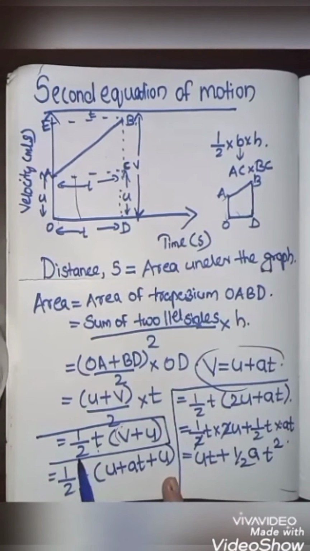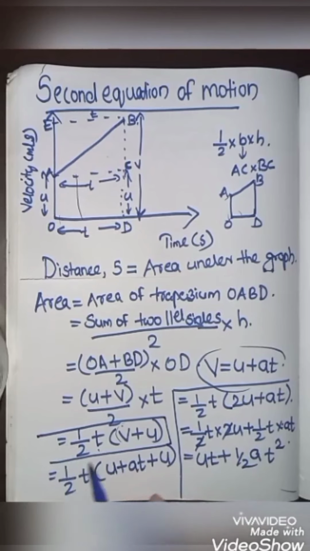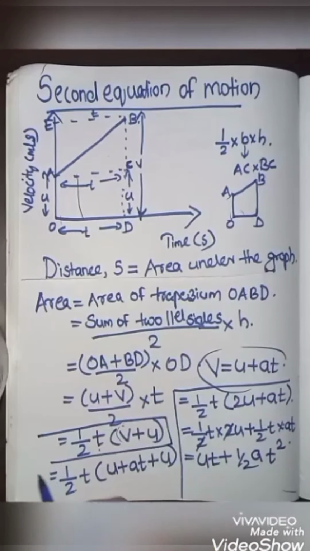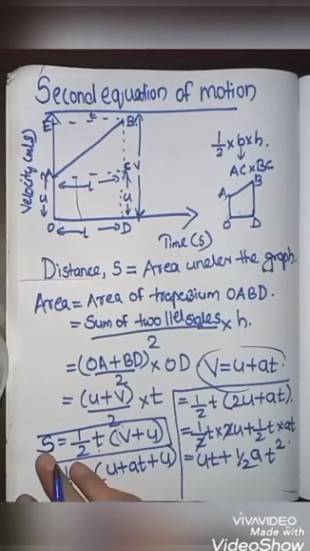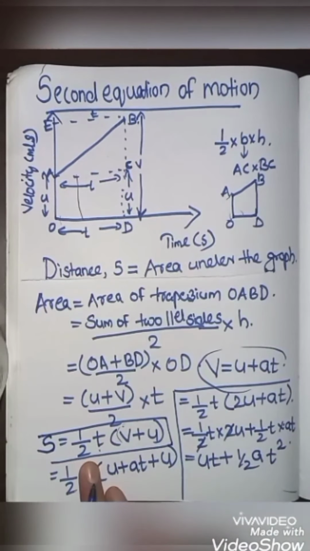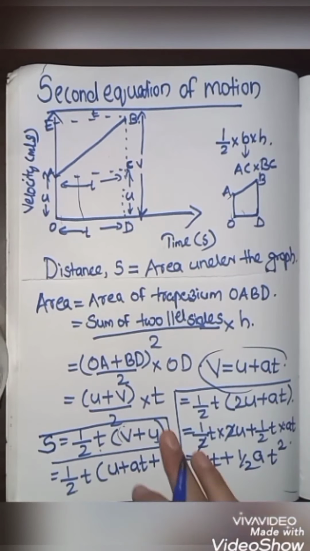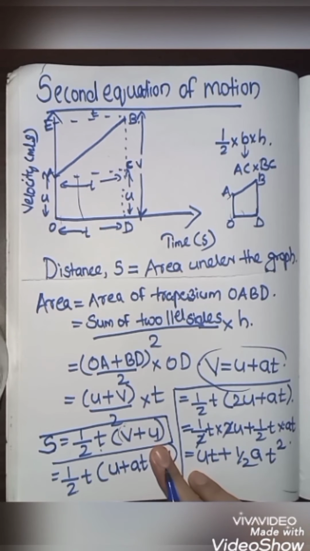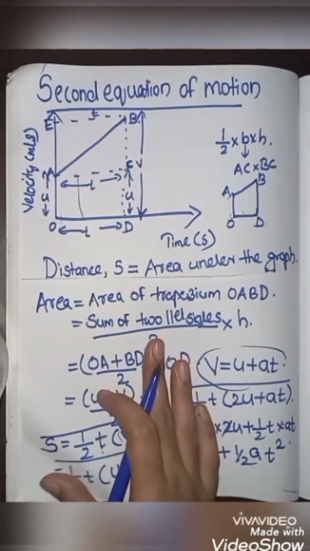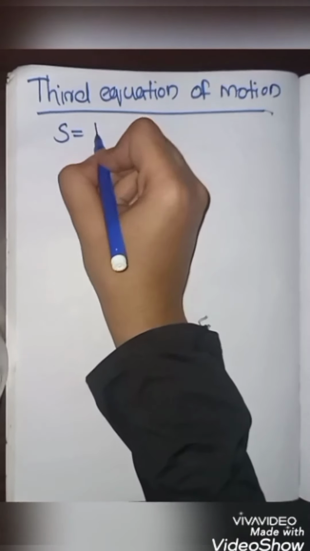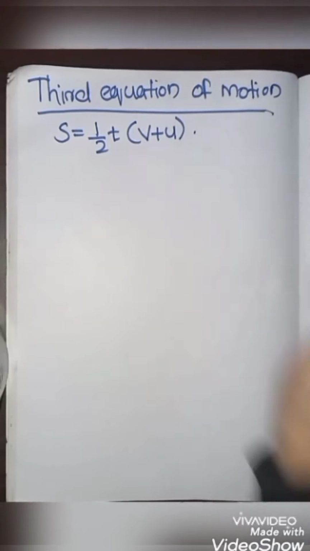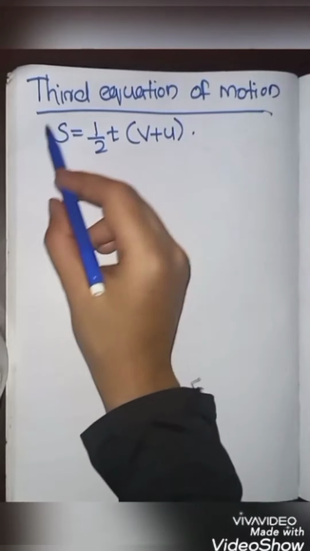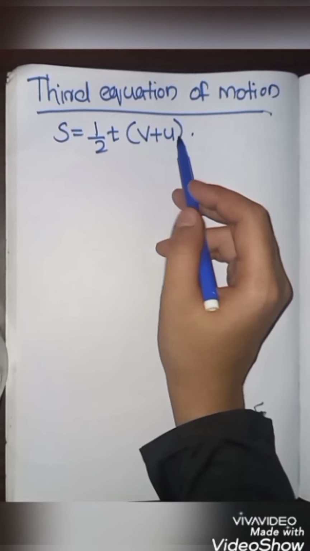Then we move on to the third equation of motion. Here we get half into T into (V plus U). That is the area. Area means it is the distance. Area under this graph is equal to distance. That is S is equal to half into T into (V plus U). By using this step, we can derive the third equation of motion.